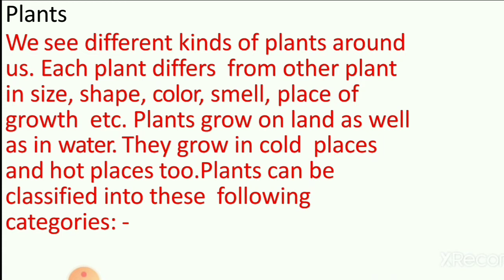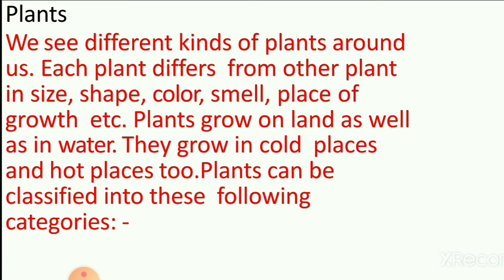There are many different types of plants which have different sizes, different shapes, and different colors. Sometimes you can see leaves of red color and orange color. So there can be different colors in leaves. Then smell also differs. Then places of growth: some grow in the desert, some on land, some in water, etc. Around your house, you can see plants grow by themselves on the land. And when you keep a water vessel open, then after a few months something greenish will grow in it.